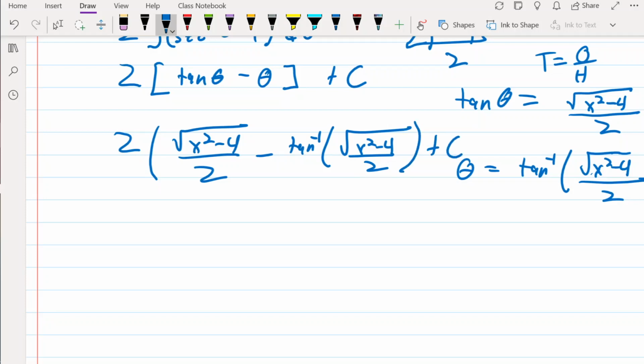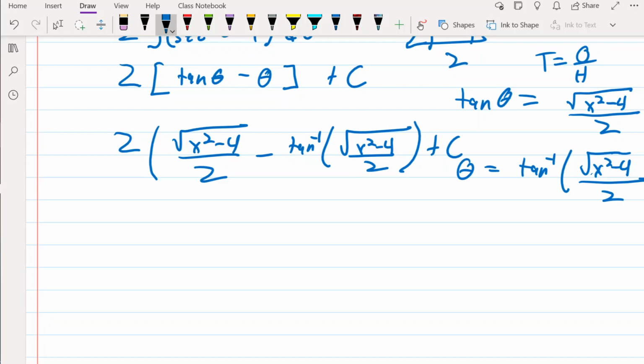All of that plus c. Let me take a look. I just want to compare it to see if we got it correct. It looks like the book got to a different answer, but they also used secant inverse instead of tangent inverse. I don't feel it's going to make a big difference as they'll both get you the same angle.